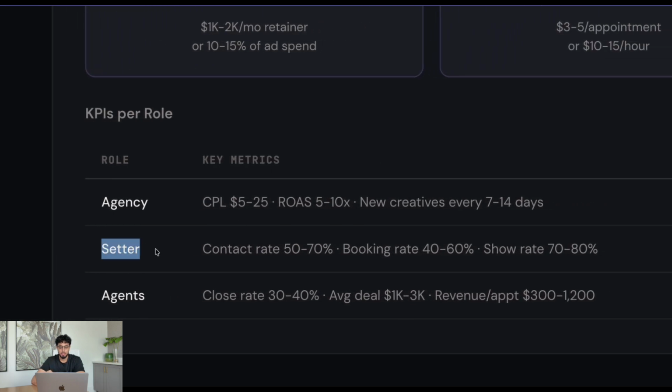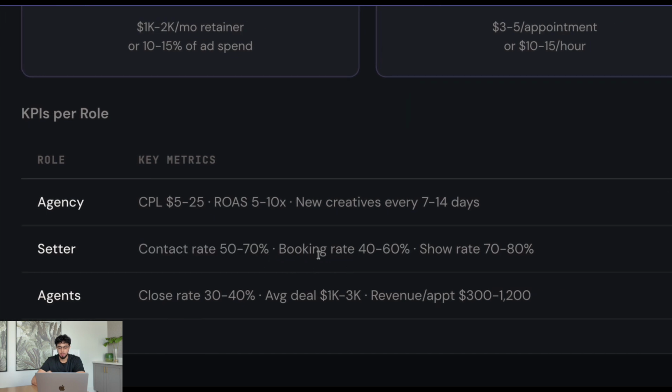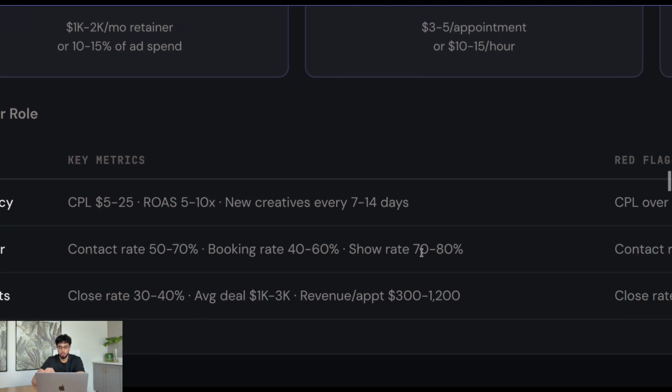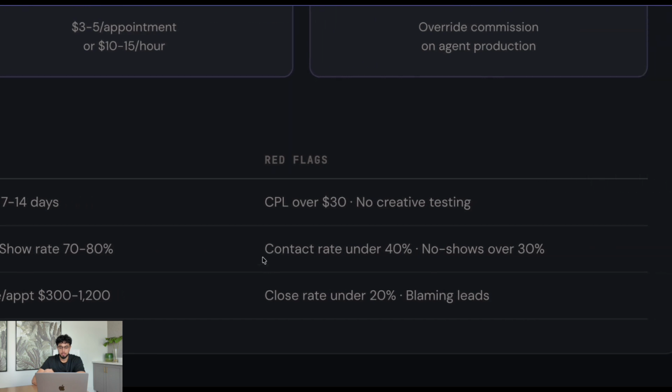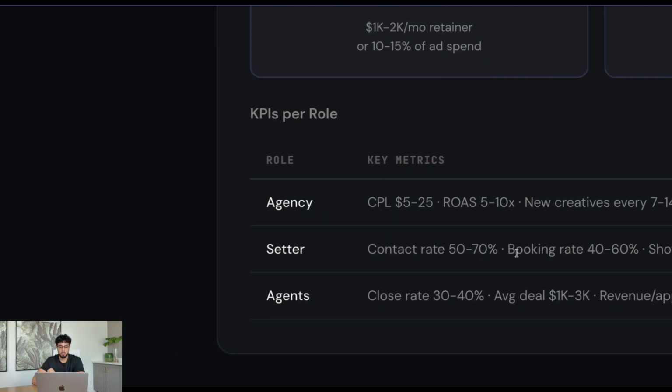A setter, an appointment setter, right? Make sure the contact ratio is 50 to 70%, they're booking 40 to 60%, and their show rate is 70 to 80%. So this, along with the automated follow-up process, it's game over. You're gonna be closing so many more policies. If your contact rate is under 40%, your no-shows are over 30%, it's a red flag. You need to train the setter better, replace them, or just figure out the next steps and action plan.